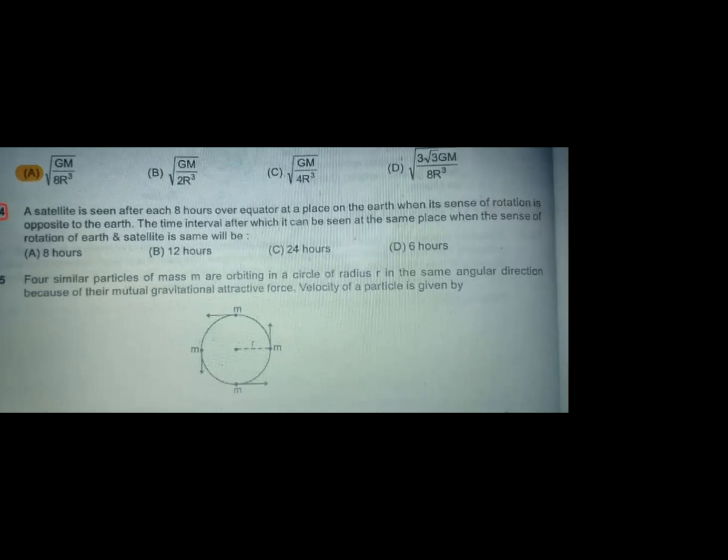And when they are in the same sense, what will it become? Omega 2 minus omega 1. So write one equation: omega 1 plus omega 2 is equal to 2 pi by 8, where omega 2, which is the Earth's angular speed, is 2 pi by 24. Then when the sense of rotation is the same, the relative angular speed will become omega 1 minus omega 2. So that you write as 2 pi divided by the new time period with respect to Earth, and you will get the new time period. So this is this question.